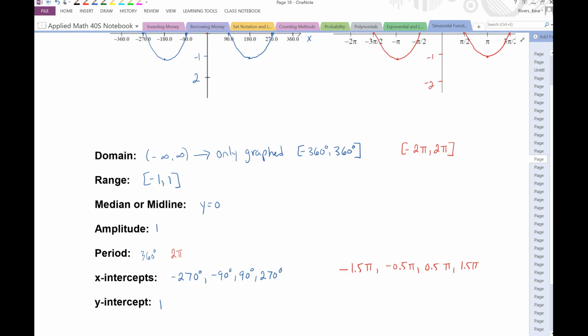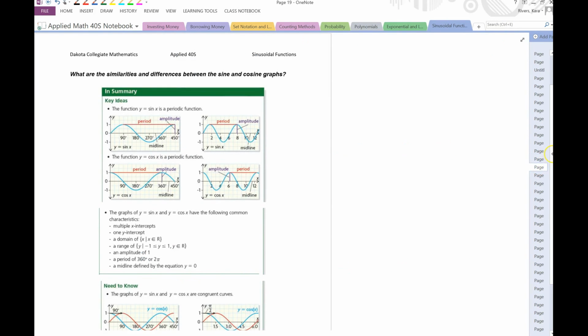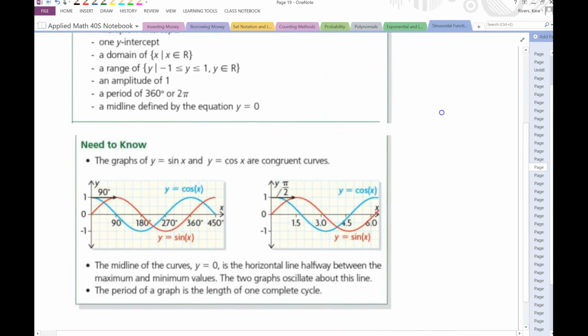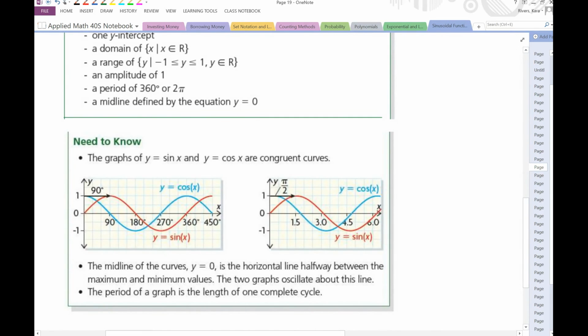On the next page, there's a nice summary of everything we've learned. So the key ideas are summarized here. And if we look down here, we can see the difference between the sine graph and the cosine graph and those characteristics as well. That's it for today's lesson.